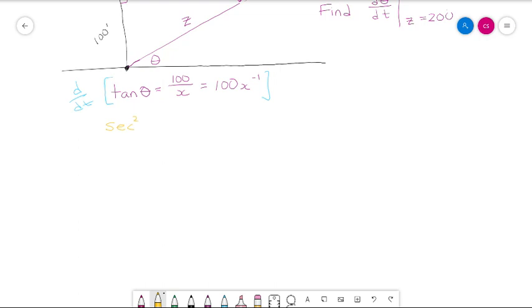Secant squared theta, and now the derivative of the inside function. That's our chain rule. All right, and then let's take the derivative of the outside function. So bring down the exponent, subtract 1.